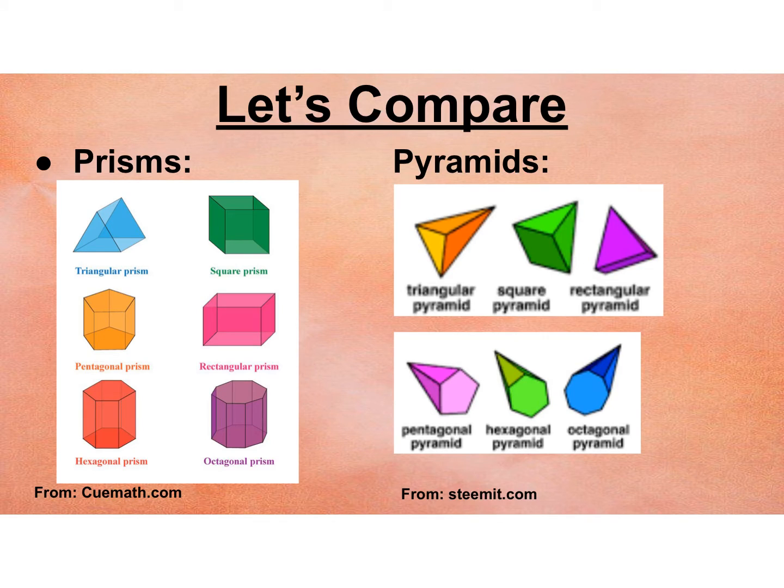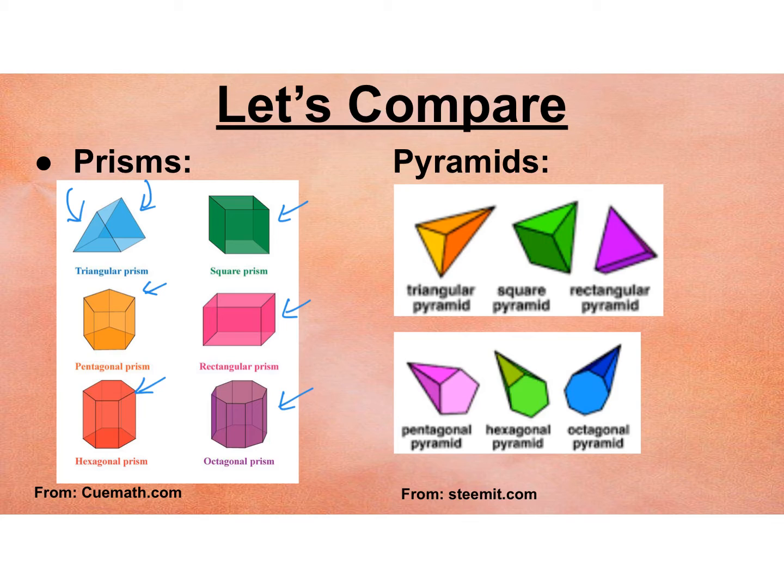So thinking about how we name them, we name them according to their base. Remember, the base doesn't always have to be on the bottom. So if I look at this triangular prism, I have a triangle in the front and a triangle in the back, and then I'd have four rectangles around the side. So it's the parallel pieces that name it. So that's a triangular prism. Then I have a pentagonal prism. I have a hexagonal prism, a square prism, they're all the same sides, rectangular prism, an octagonal prism.